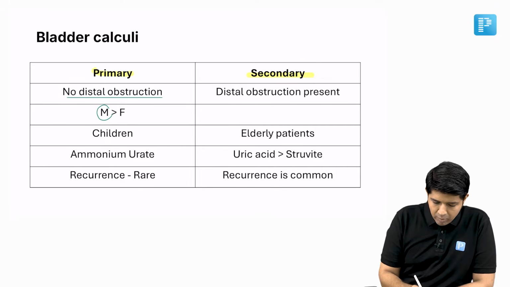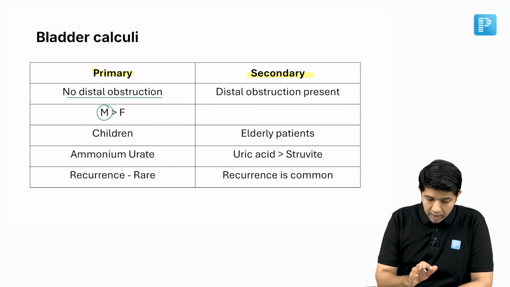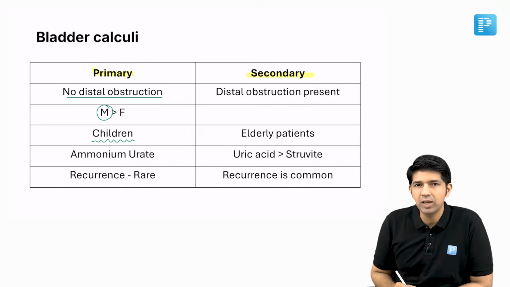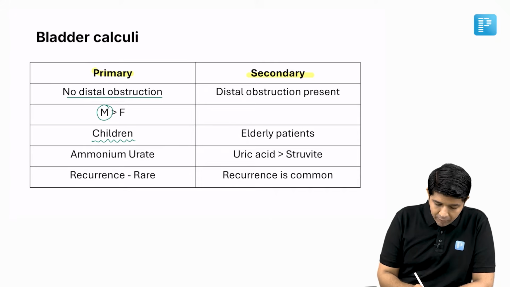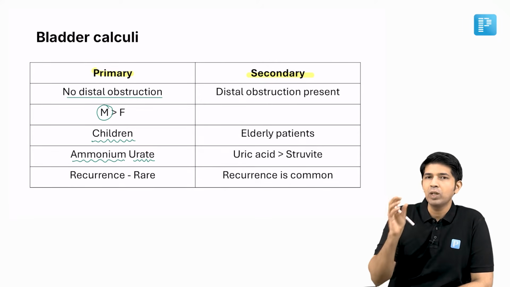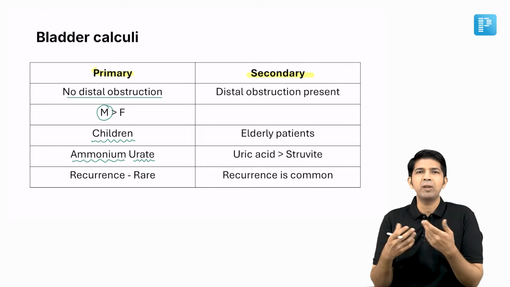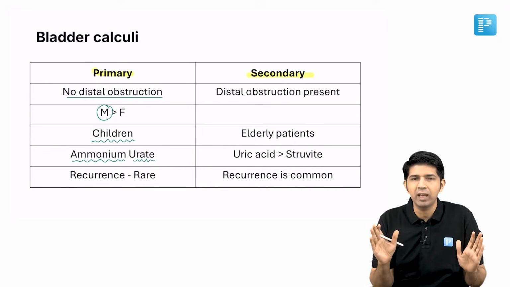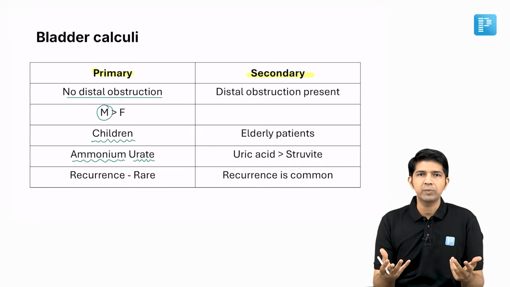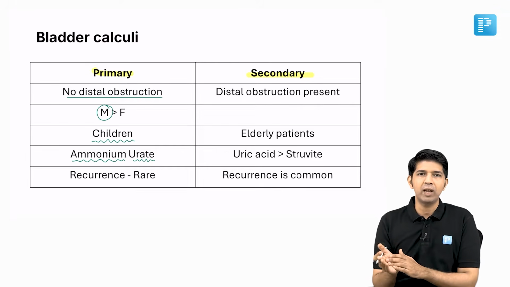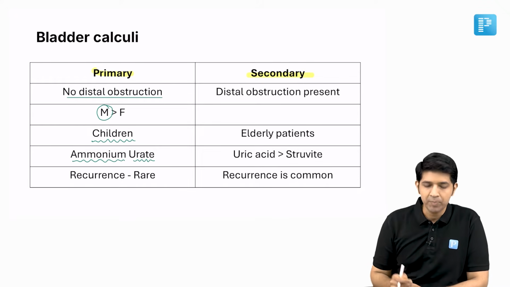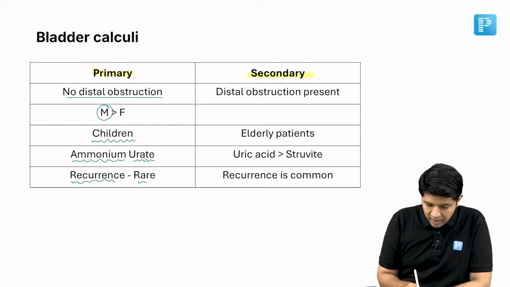Male is more common than female with regards to primary bladder calculi, and it's more commonly seen in children. And if you look at the content of the stone, it is an ammonium urate stone. Because this is a primary urinary bladder stone, something that has just happened without any underlying disease of the bladder, once you have removed the stone, there is no reason for the stone to come back. At least in secondary bladder calculi, if you don't deal with the actual cause which has led to the stone, the patient can have a recurrence. So here recurrence is very, very rare.